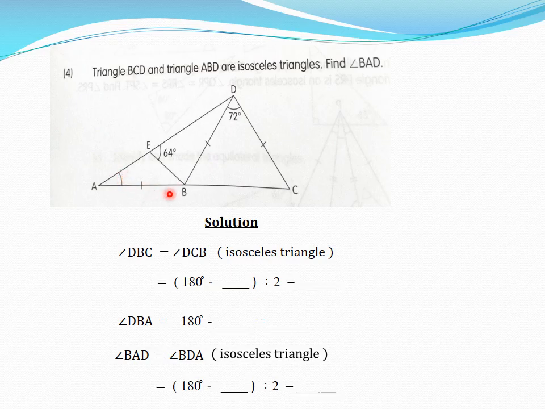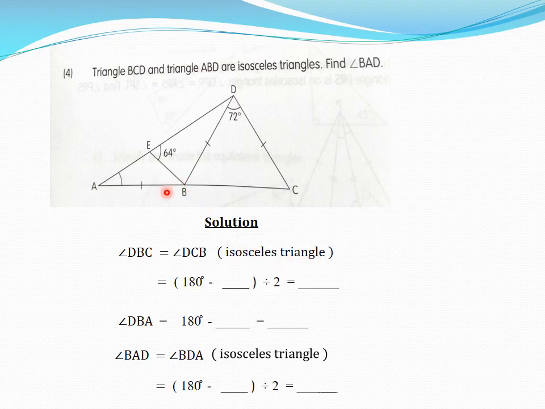But triangle ABD is an isosceles triangle too. I mean B is the vertex. If you want to find angle A, first we must think how to do it. Right now, teacher gives some clue in our solution. Angle DBC equals angle DCB. So it means angle B equals angle C because it is an isosceles triangle.